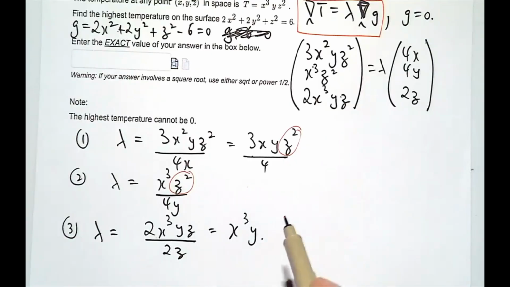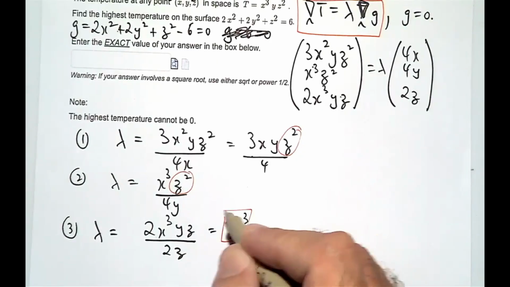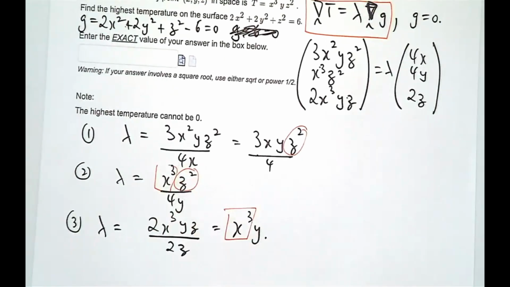And then what do you notice here? There's an x cubed and an x cubed. So if I set equation 2 and equation 3 equal to each other, the x cubes are going to disappear and I'm only going to be left with y's and z's. That's all you need, right? So let's do that and work through it.